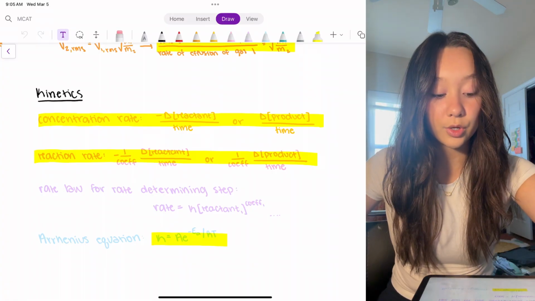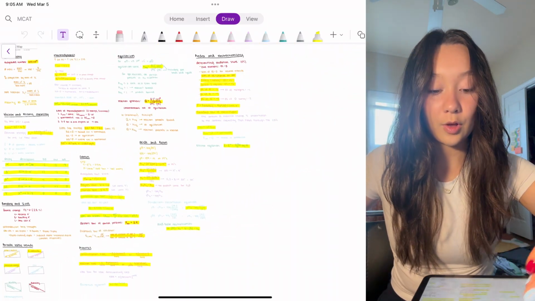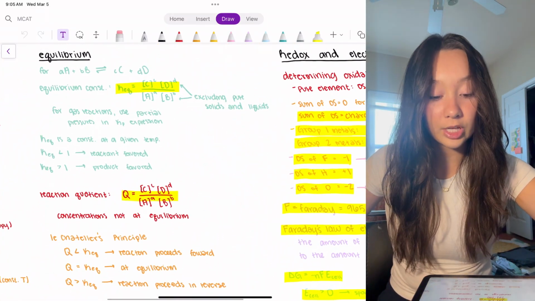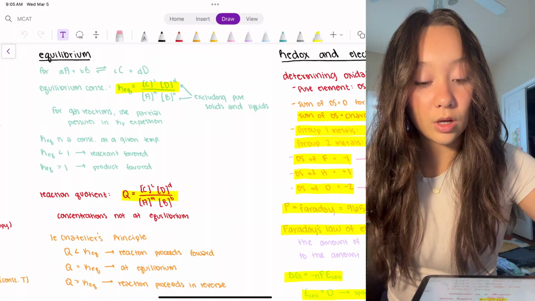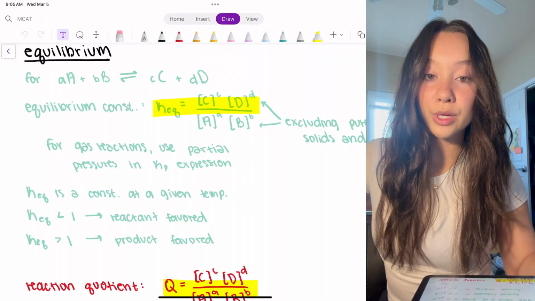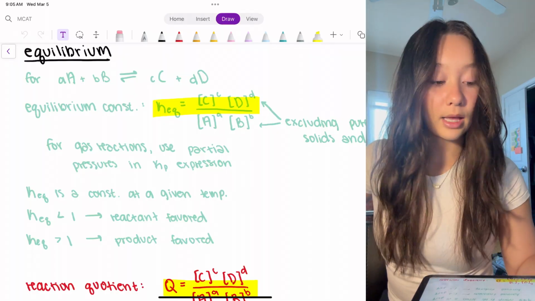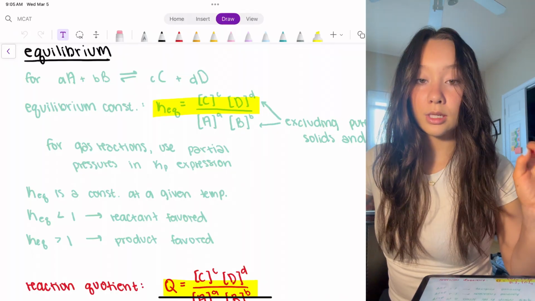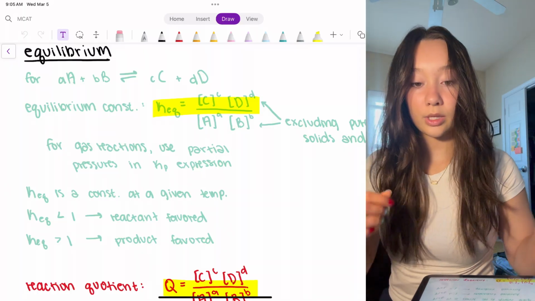Arrhenius equation, also knowing that relationship. Okay, all the way up here, equilibrium. We just talked about that equilibrium constant. This is how you find it. Remember, we're only doing aqueous things in here. In gases, we are excluding solids and liquids in this equilibrium constant equation.